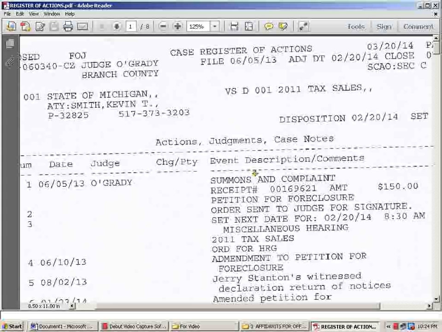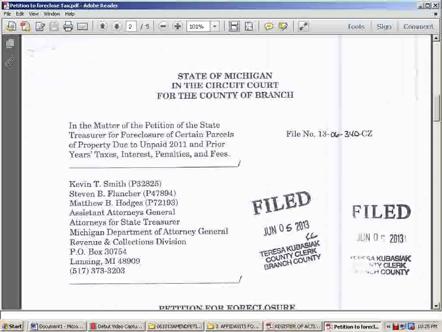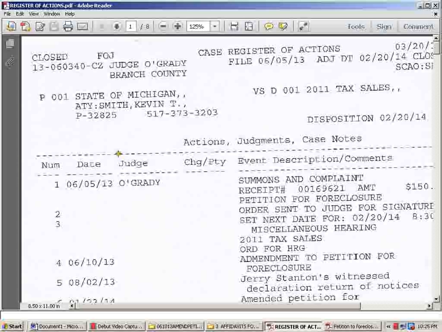I think, is it on here? Where's the case number? Okay. So there's the case number. All right, hang on just a second here. Okay, what I wanted to show is this is the petition they're talking about. Look at this file number, 13-06-0340-CZ.